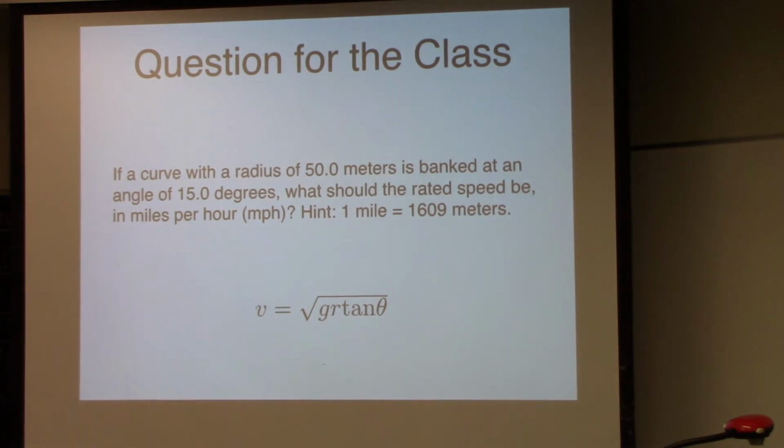So let's say we have a curve with a radius of 50 meters, and it's banked at an angle of 15 degrees. If we're going to put a sign showing what the rated speed of this curve is, what should it say on the sign? Okay, in miles per hour. What should the rated speed be? Right, so let's work that out.